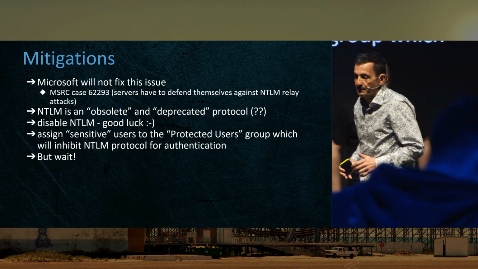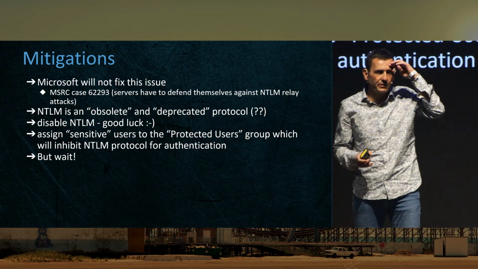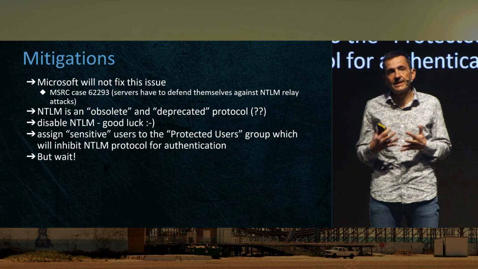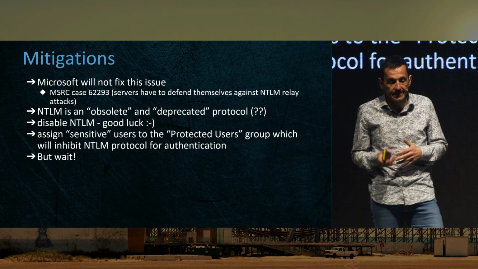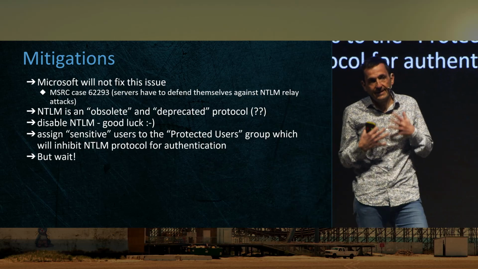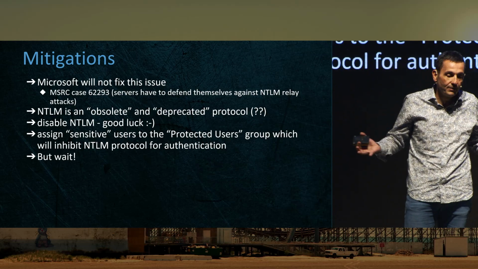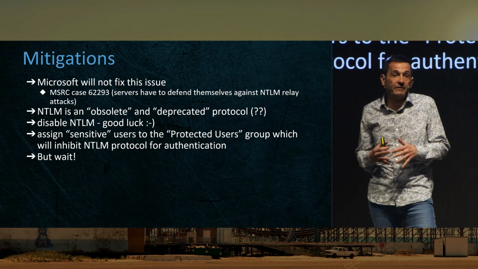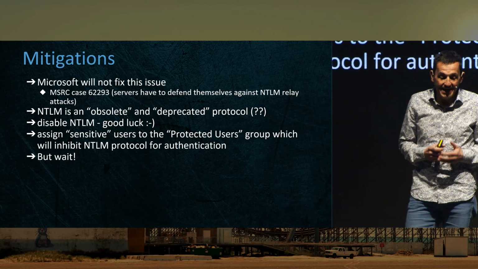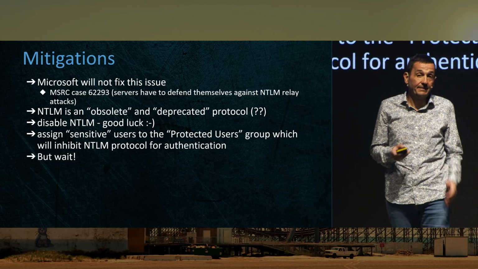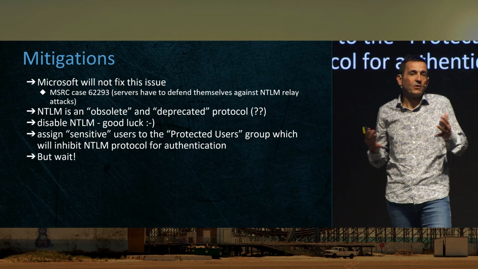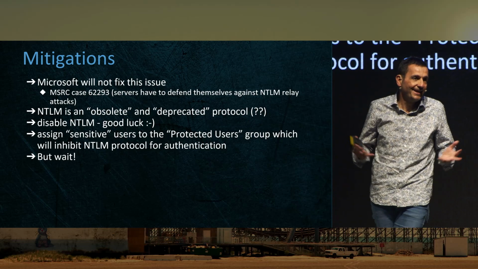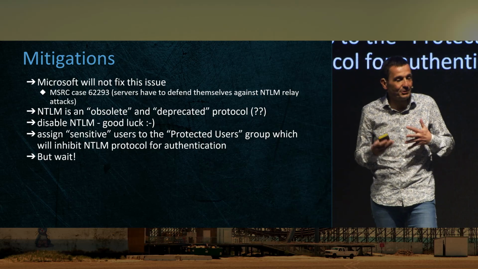Okay. Mitigation. So we opened the case with Microsoft, and after a long debate, even if they considered it an important privilege escalation, they finally decided not to fix it because the servers have to defend themselves against NTLM relay attacks, which is also true. So what can we do in order to avoid all this black magic? Well, NTLM is a deprecated protocol, so you could think, okay, disable NTLM, but disabling NTLM totally is very, very disruptive in a common scenario. So I would not recommend it.